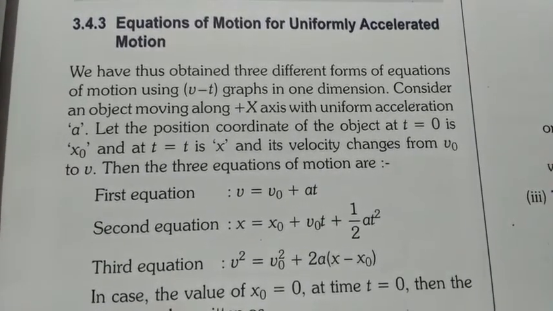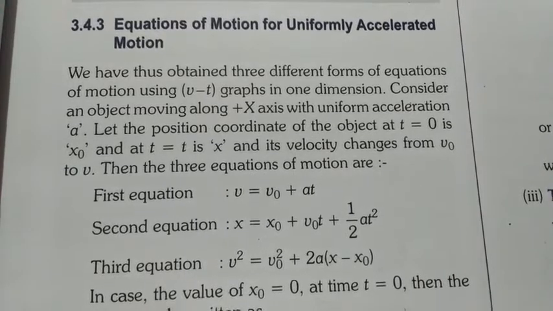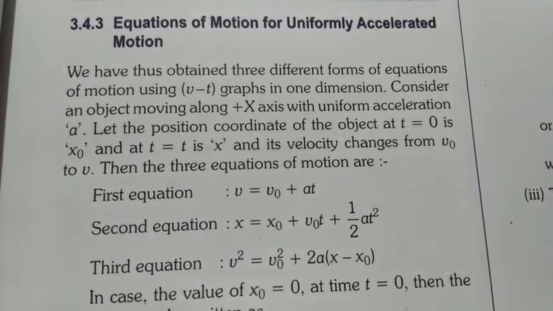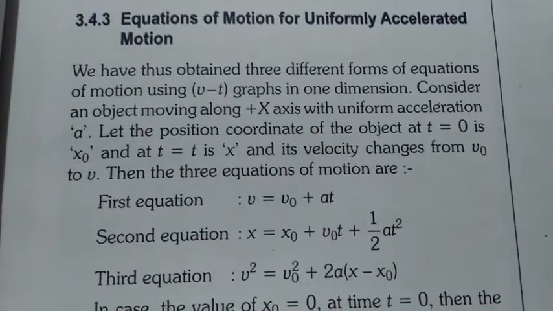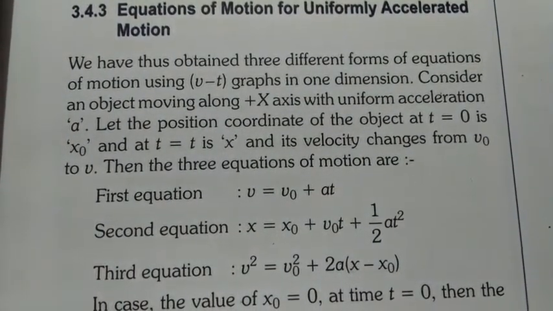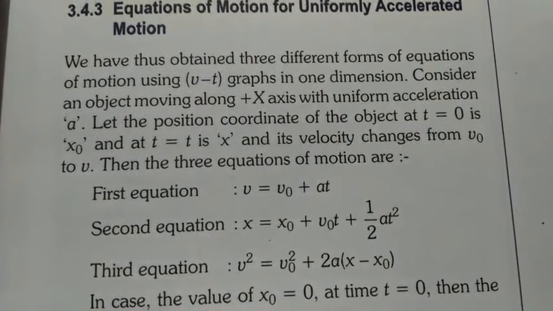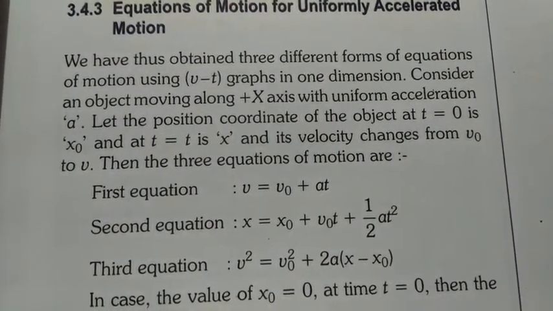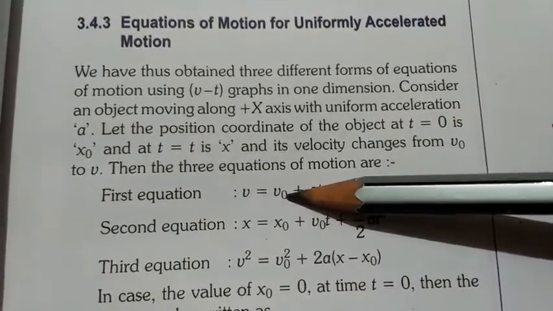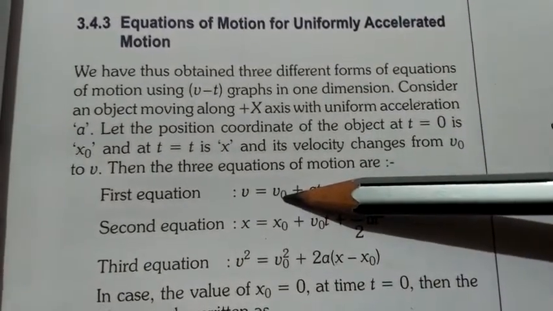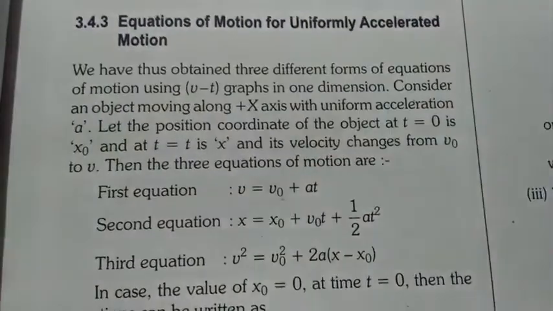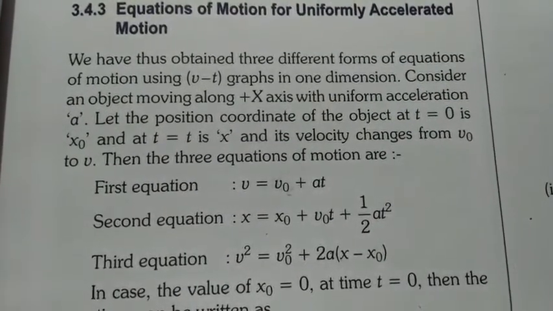Today, in this lecture, we are going to derive equations of motion for uniformly accelerated motion by using integration formula. You are all familiar with the equations of motion; you have already studied them. Here in this book, some notations are different. Initial velocity, which you have studied as u, is represented here by v0, that means the velocity at time 0, the initial velocity only. So this one notation is only different. Otherwise, all other things are the same.